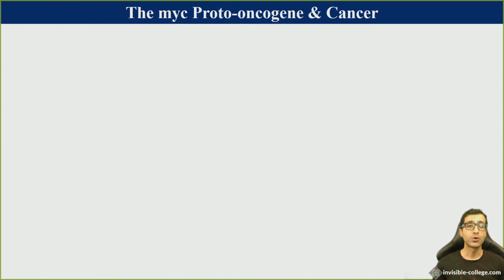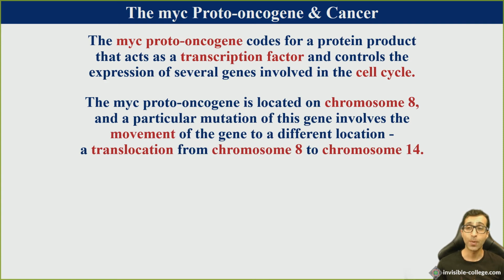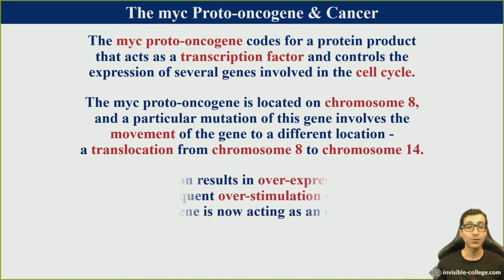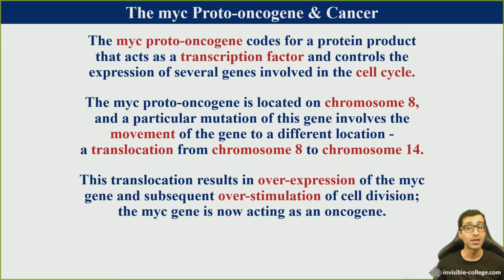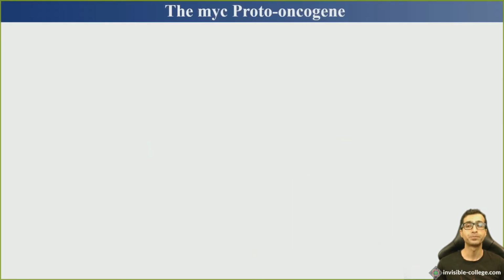So the MYC proto-oncogene codes for a protein product that acts as a transcription factor and controls the expression of several genes involved in the cell cycle. Again, as we saw before, that gene is located on chromosome 8, and a particular mutation of this gene involves the translocation of the MYC proto-oncogene from chromosome 8 to chromosome 14. This results in an overexpression of the MYC gene, and therefore the subsequent overstimulation of cell division. So the MYC gene is now acting as an oncogene, and as we saw before, this is implicated in the development of a number of cancers, most notably Burkitt's lymphoma.